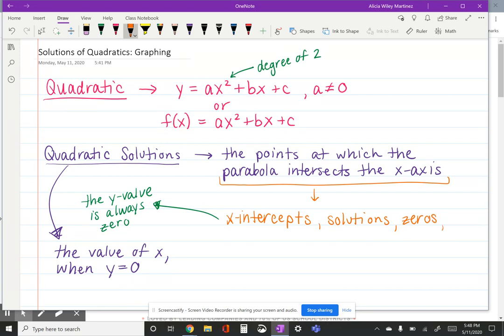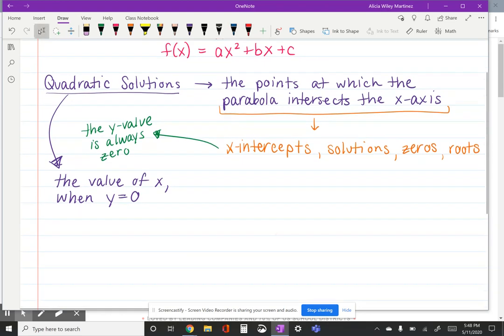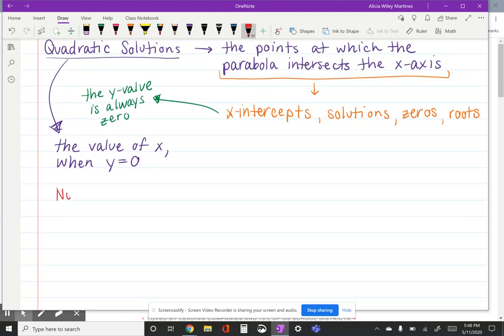We will sometimes also be using square roots to help us find these solutions. Another name for solutions to a function could be called the roots. So 4 different names to represent the same exact thing, right? So let's talk real quick though, specifically about a quadratic. When you're talking about a quadratic, there is a specific number of solutions that can occur when you solve.